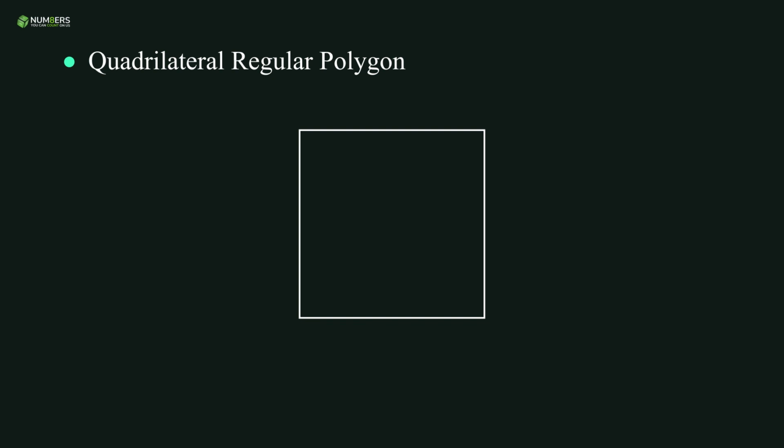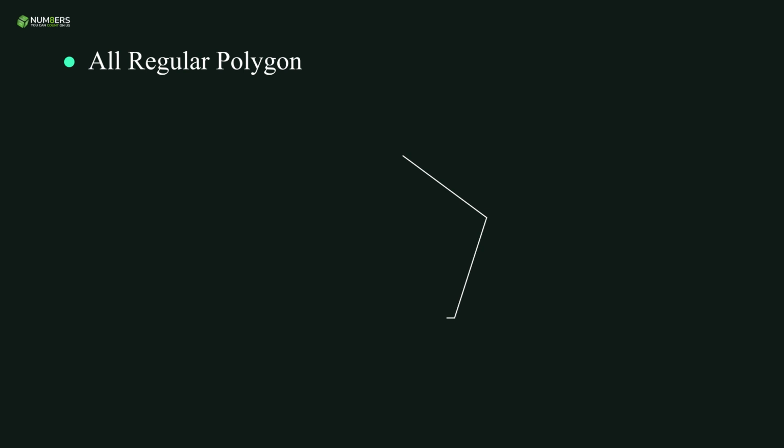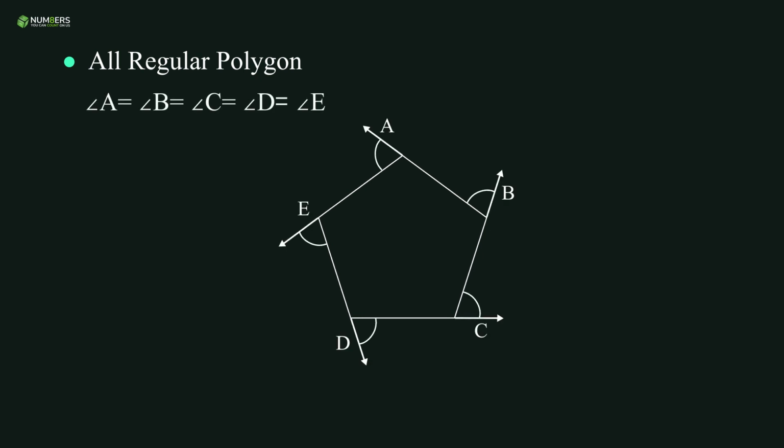A square is an example of a quadrilateral that is a regular polygon. All the sides are equal and each interior angle is equal to 90 degrees. All regular polygons have side lengths that are equal and interior angles that are equal to each other, but the exterior angles also happen to be the same.